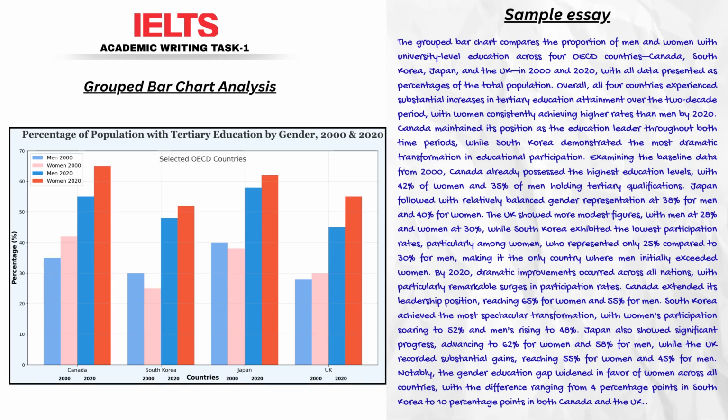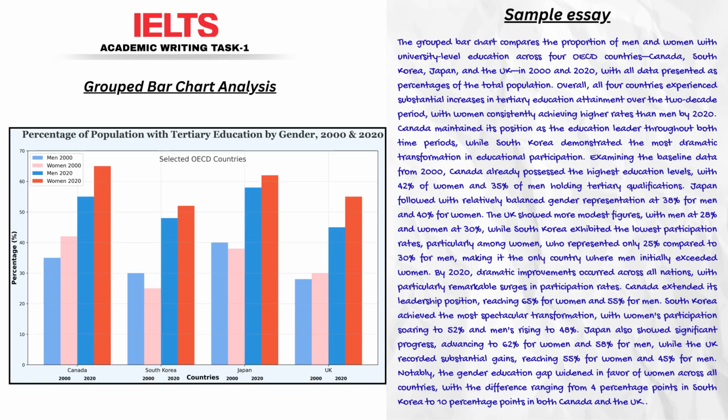Notice 2 things. First, no exact percentages. The overview is for the big picture only. Second, it identifies 2 key patterns: universal increases and female advantages, plus Canada's leadership. This demonstrates pattern recognition across multiple variables.